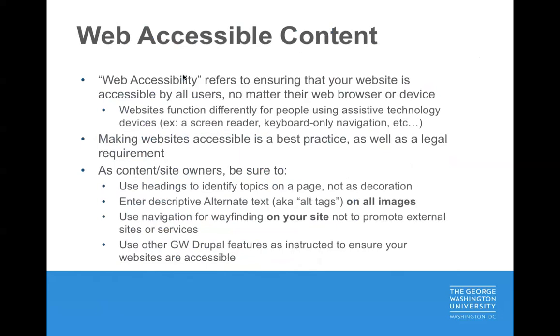Web accessibility refers to ensuring that your website content is accessible to all users, regardless of if they're on a web browser, on a desktop, using an assistive device, even using a mobile phone. Websites will function differently for people depending on the device that they're using. So again, the screen readers, if they're using keyboard-only navigation, things along those lines. You want to make sure that regardless of what tool they're using, they can still get the information that they need off of your website, and they can still complete the tasks that they need to do when they're on your website.